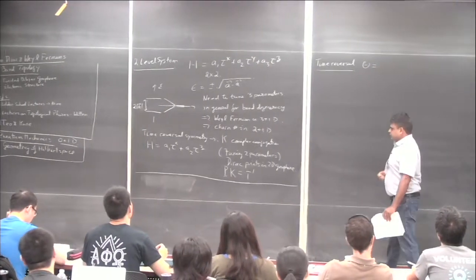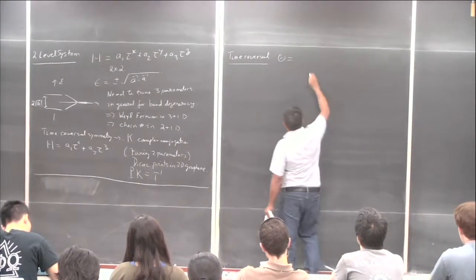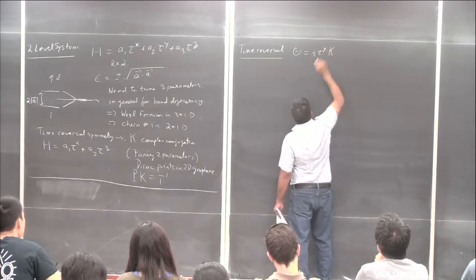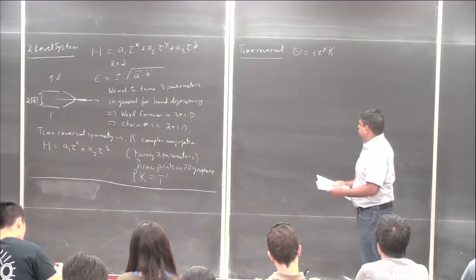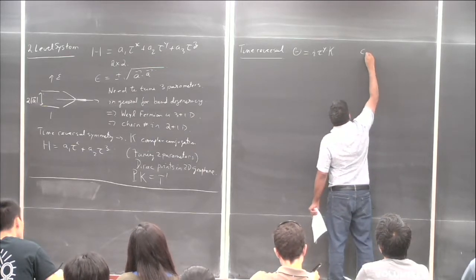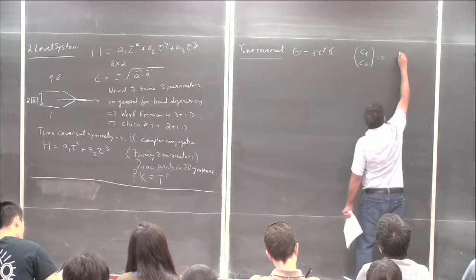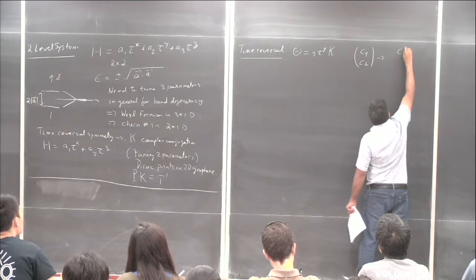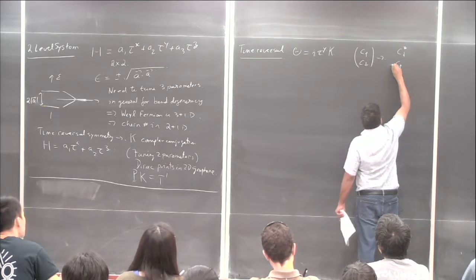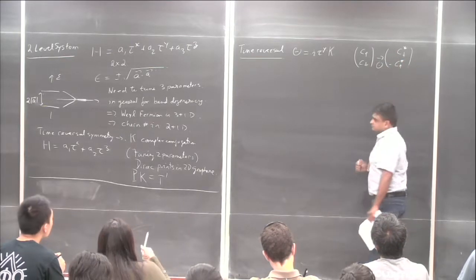Okay, so the time reversal we're actually used to for electrons, which is you do complex conjugation, but you also exchange the spin up and spin down. So if you had an electronic wave function with two components, this time reversal would take c up to c down star and c down to minus c up star. Okay, so that's this theta.